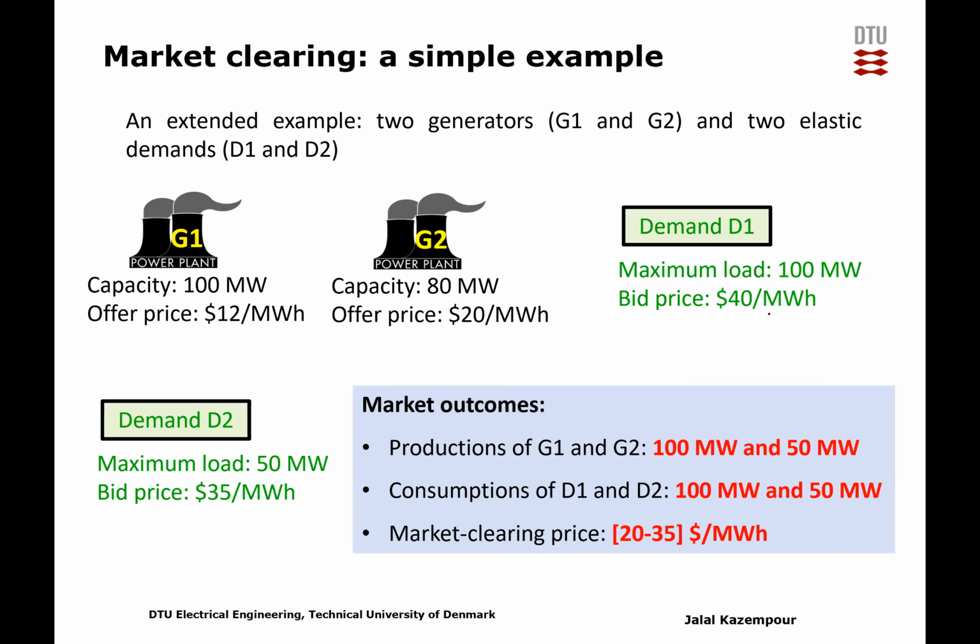So some recap from the previous lecture yesterday. If you remember, we had two thermal generators and we had two elastic demands. And yesterday we realized that if we clear them by hand or by GAMS or Julia or Python, this will be the production of the two generators, the consumption of the two demands, and the uniform market price if there is no network.